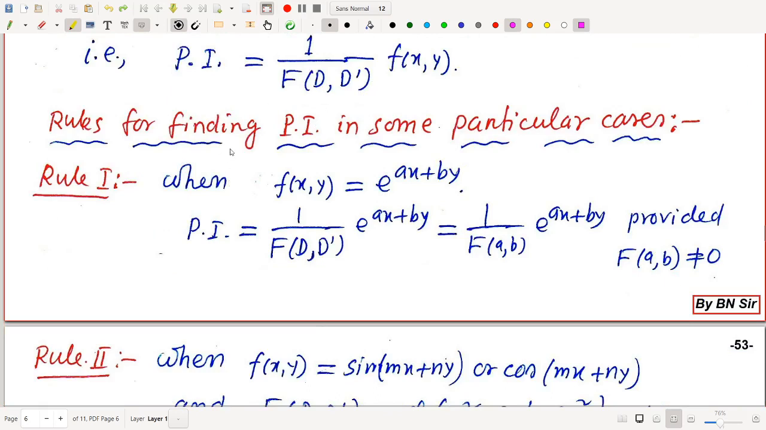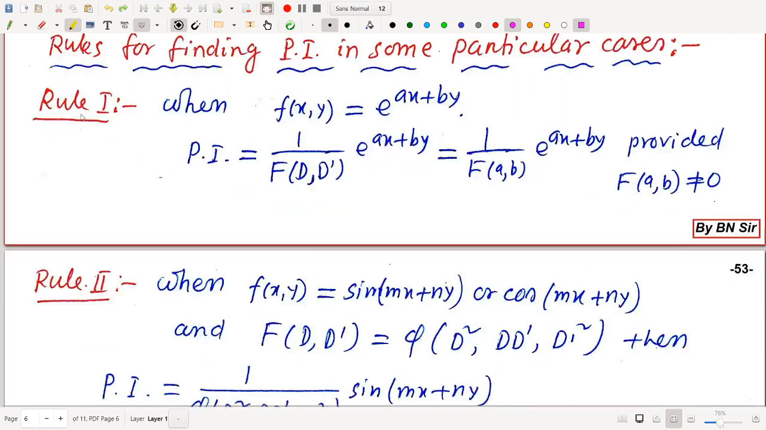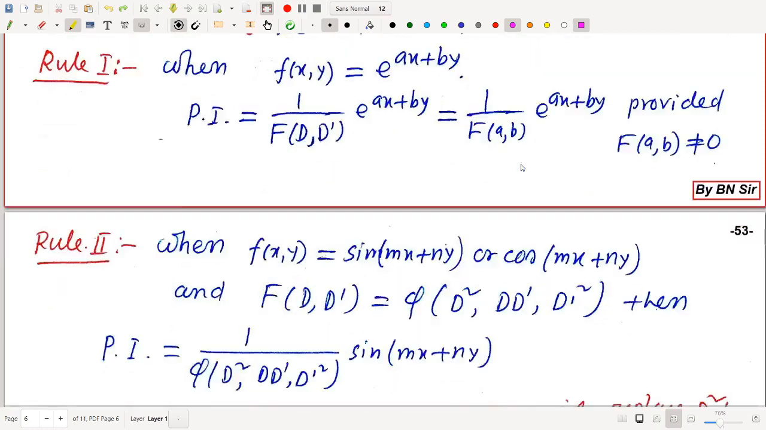Now how to find it? Rules for finding PI in some particular cases. We can find PI in some particular cases, not always, not for all functions. Rule 1. When f of x y is e to the power ax plus by, PI equal to 1 by f of D comma D dash e to the power ax plus by, equal to 1 by f of a comma b, e to the power ax plus by, provided f of a b is not 0. Just replacing D and D dash by a and b respectively, we get the PI, provided f of a b is not 0. We shall see the proof later.